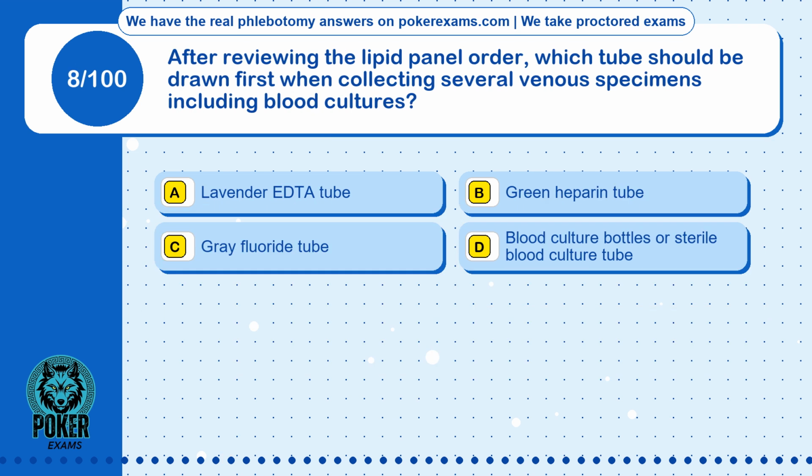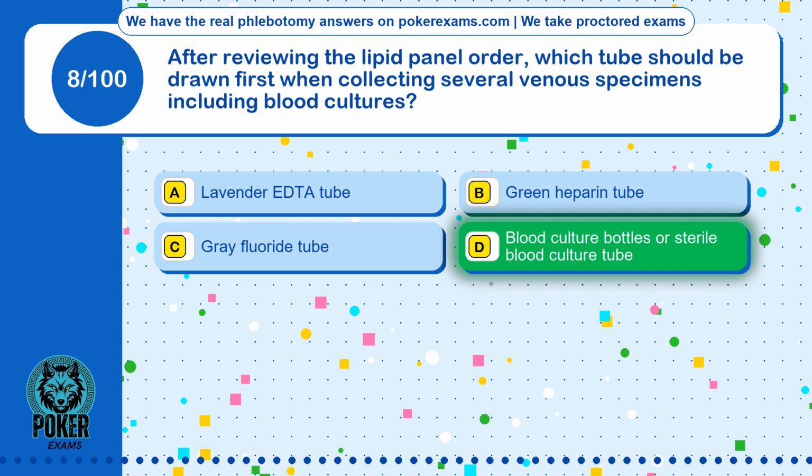Question 8. After reviewing the lipid panel order, which tube should be drawn first when collecting several venous specimens including blood cultures? Option A, lavender EDTA tube. Option B, green heparin tube. Option C, gray fluoride tube. Option D, blood culture bottles or sterile blood culture tube.